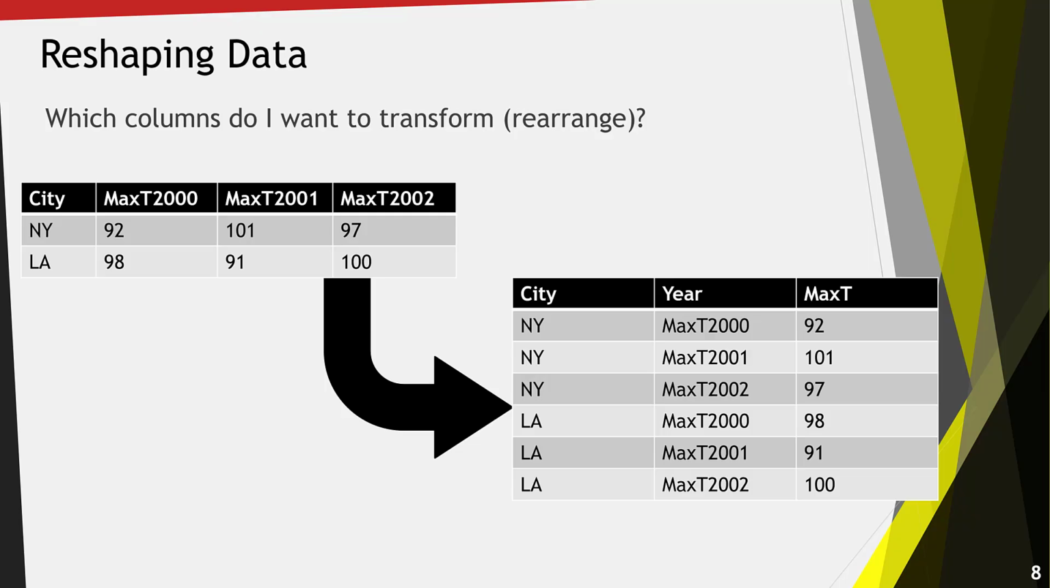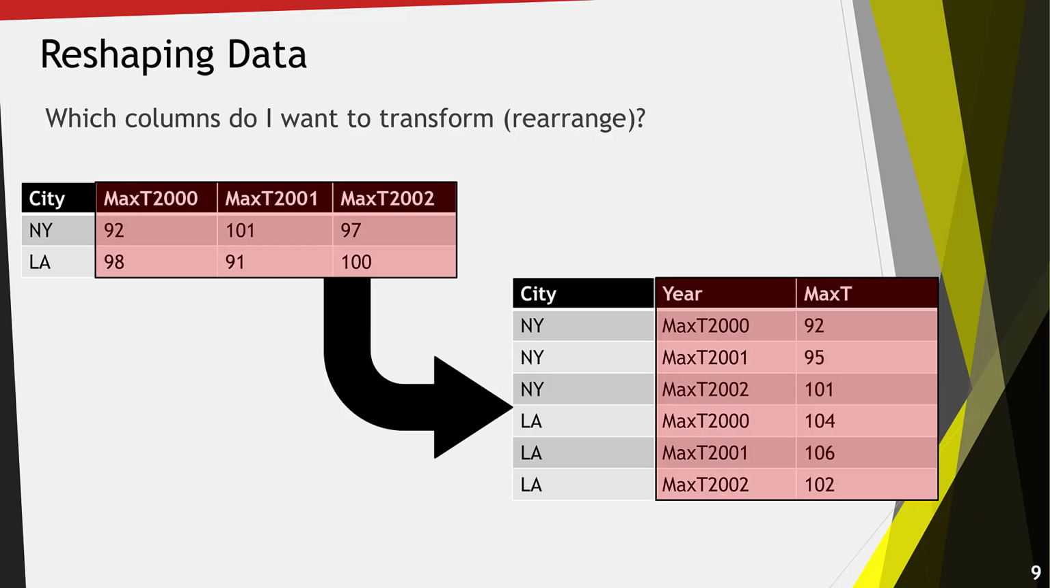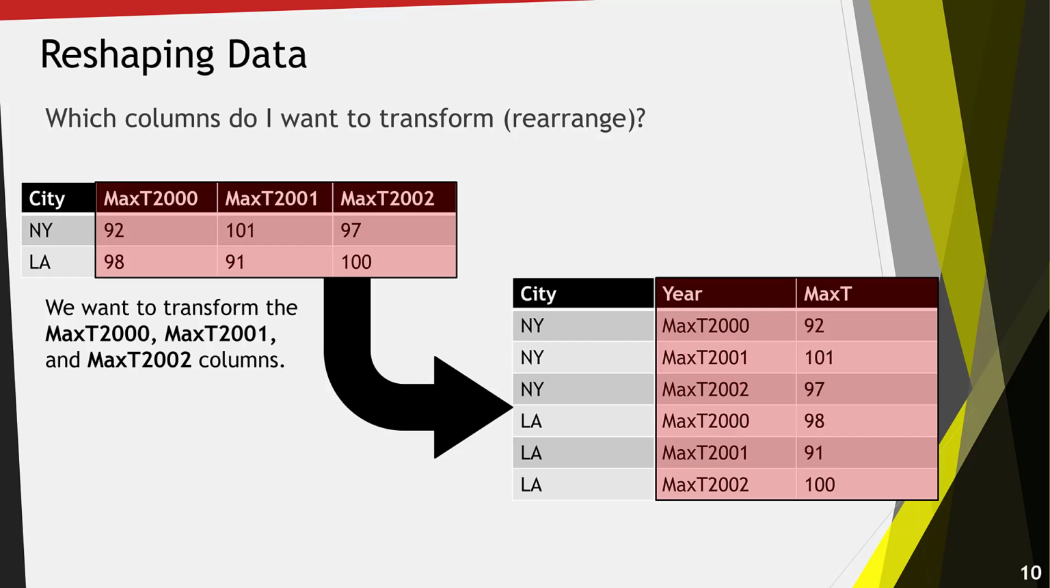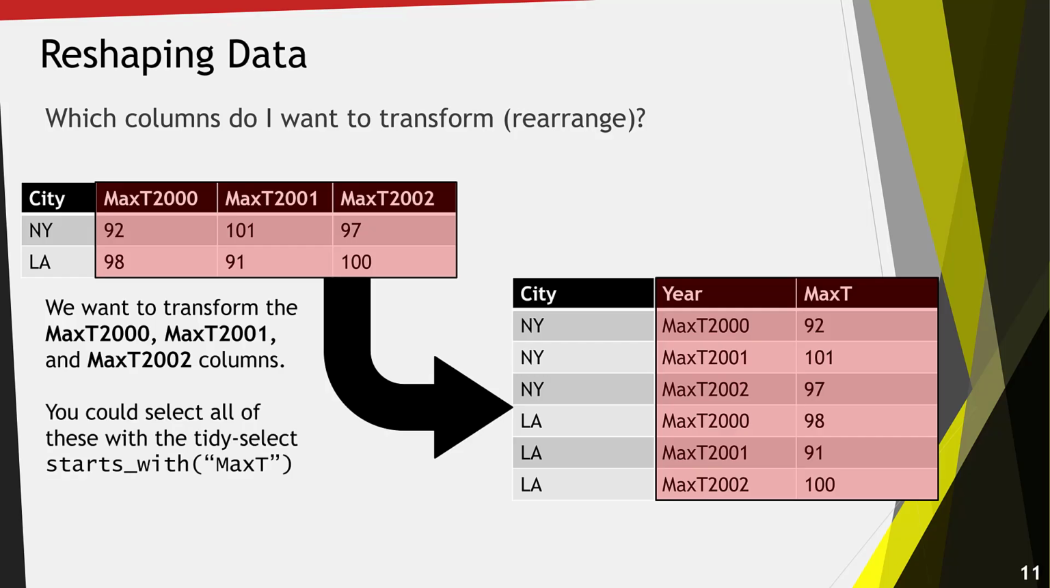So let's get ready to reshape these data and ask ourselves these questions in detail. First, which columns do I want to transform or rearrange? You can see I would like to take the information from the max T 2000, max T 2001, and max T 2002 columns and rearrange those into 2 different columns in my output data. This means the answer to my question is max T 2000, max T 2001, and max T 2002. Similar to most expressions in the tidyverse, when you want to select many columns, you can use a tidy select expression. In this case, starts_with, and then using the text max T, will select all of the columns that we would like to reshape from our source table.